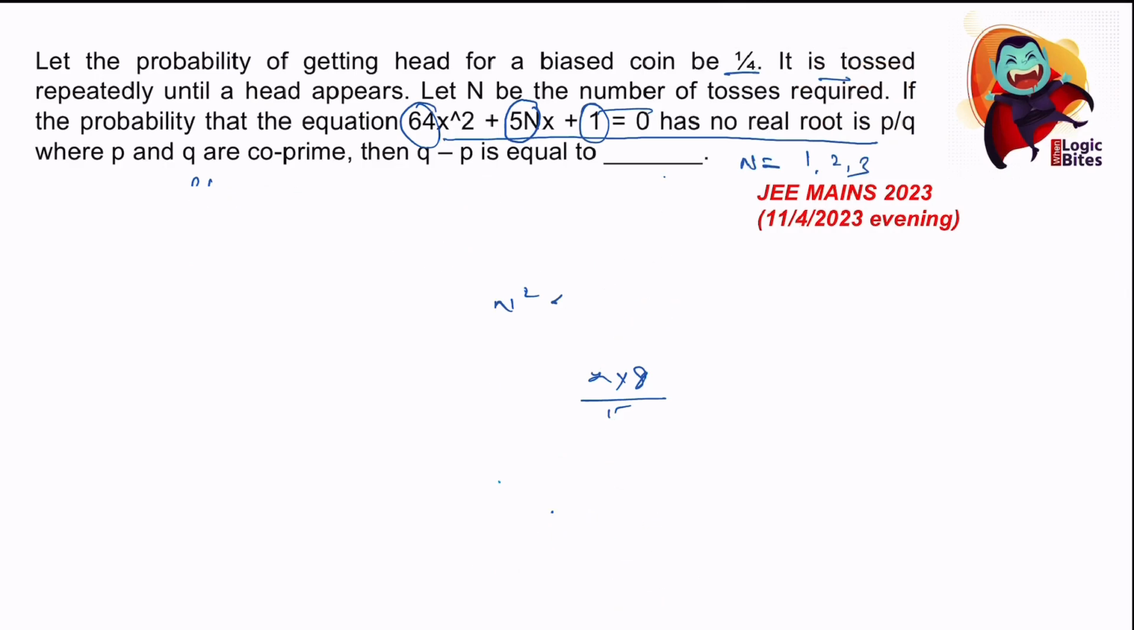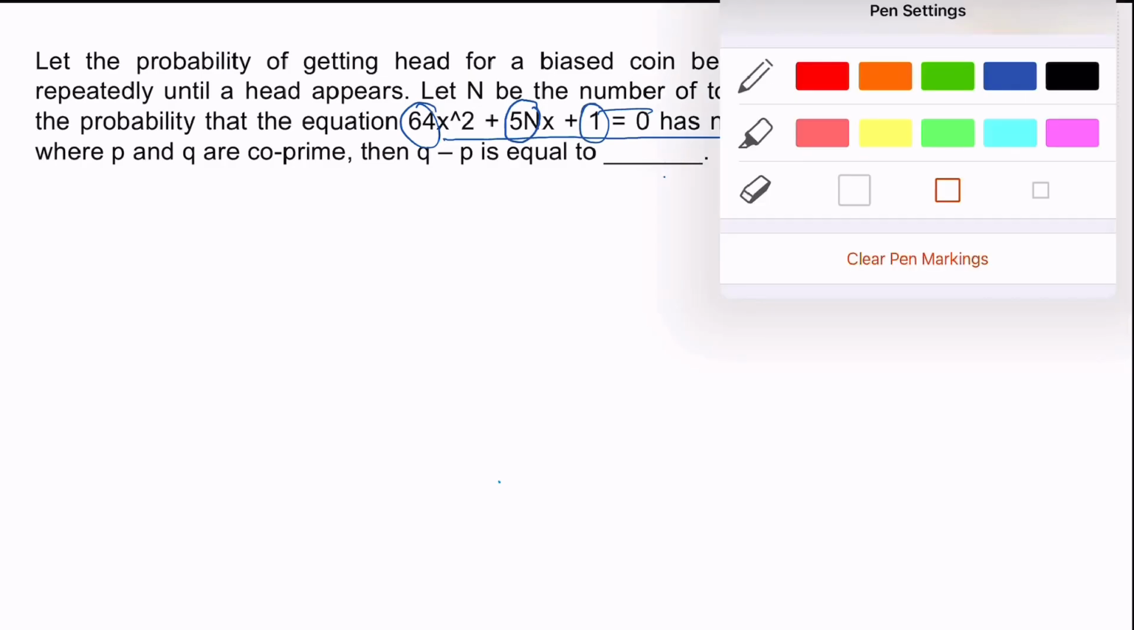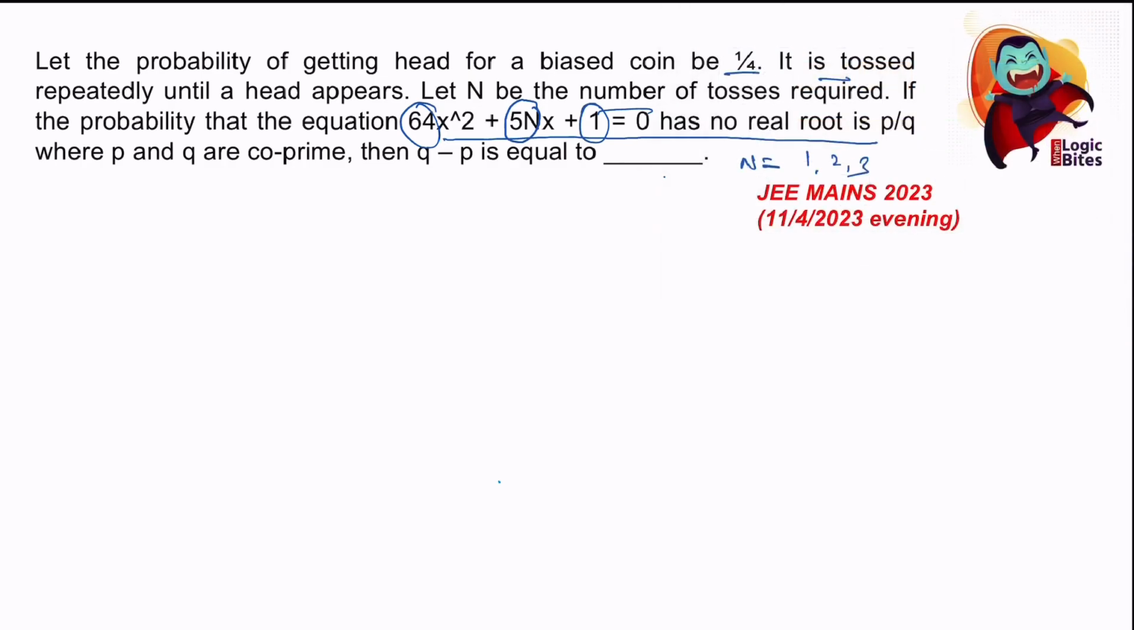So now let's see. The question says, for the next part, that if the probability that the equation has no real roots is p by q, where p and q are coprime, then q minus p is equal to, okay, so this is the probability of getting n is p by q. So our n is 1, 2, 3. So let's take each of the cases one by one.